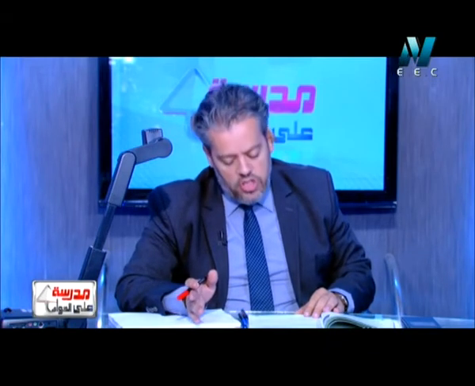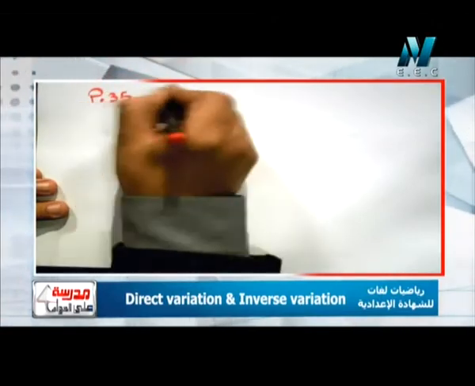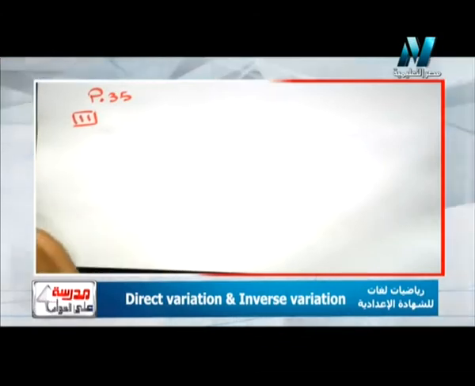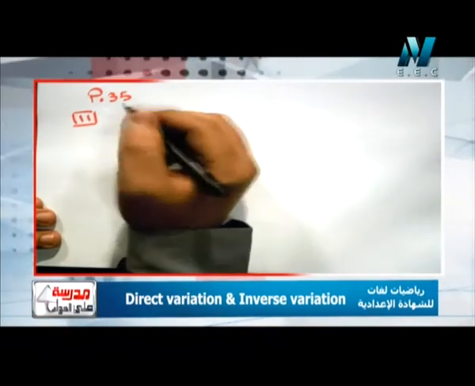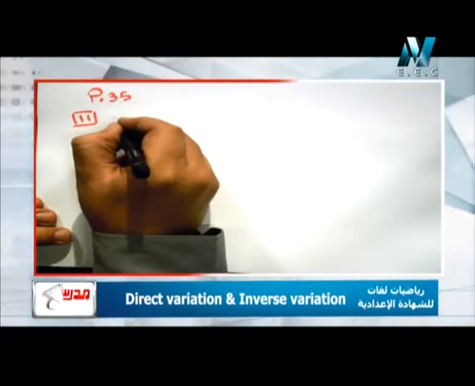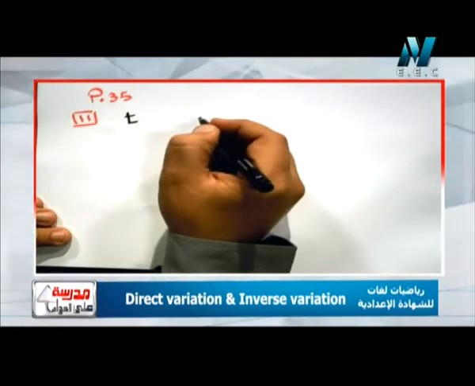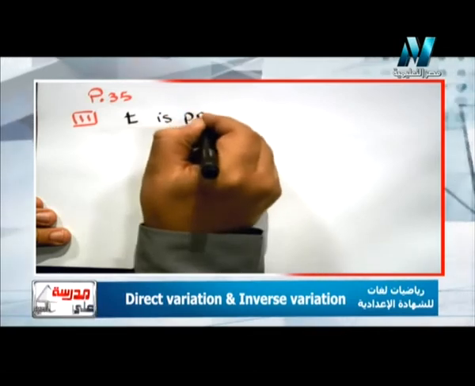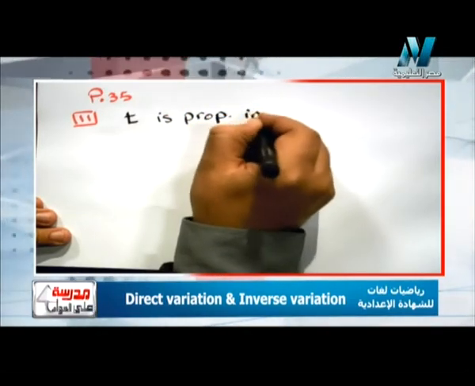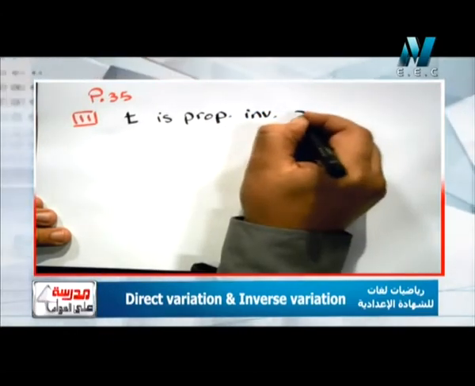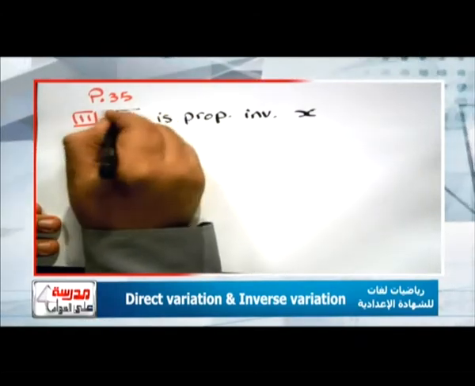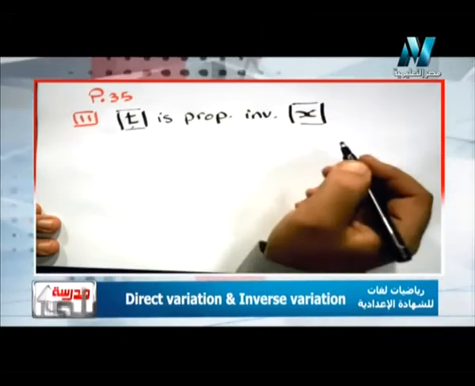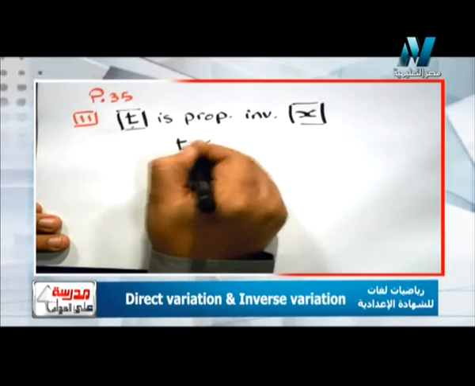Here we have the simplest life application, page 35, exercise number 11. Life application: if the needed hours to fulfill a work T is proportionally inverse with the number of workers. Again, I'm talking about time, which is proportionally inverse with the number of workers. T is proportionally inverse with the number of workers, which means T varies as 1 over x.